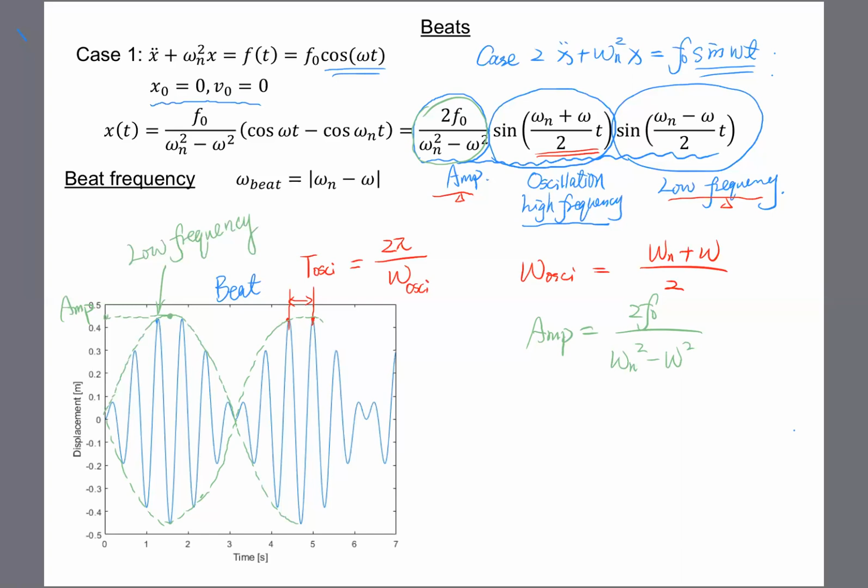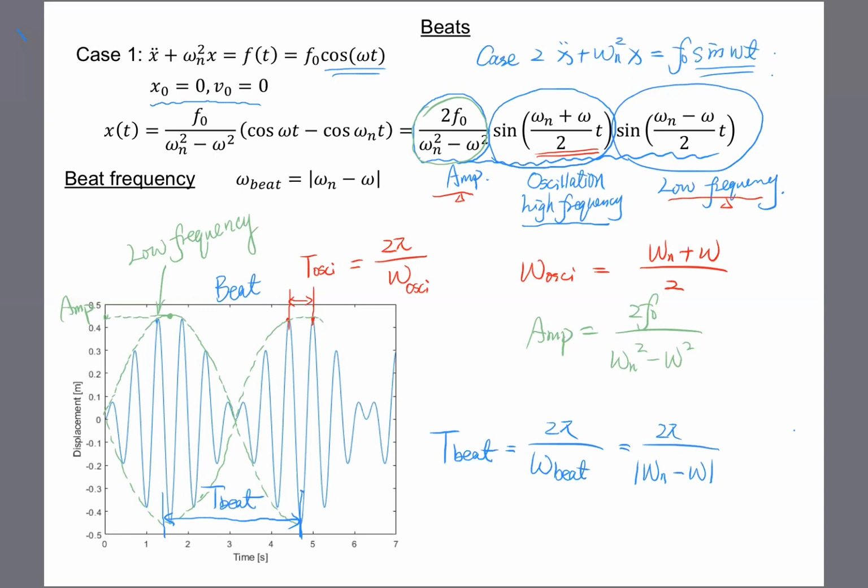What we can do is measure the distance between these two. This distance is called the period of beat. The period of beat is 2 pi over omega beat. And by definition, omega beat is the absolute value of omega n minus omega. You can see that omega beat is not half of omega n minus omega.